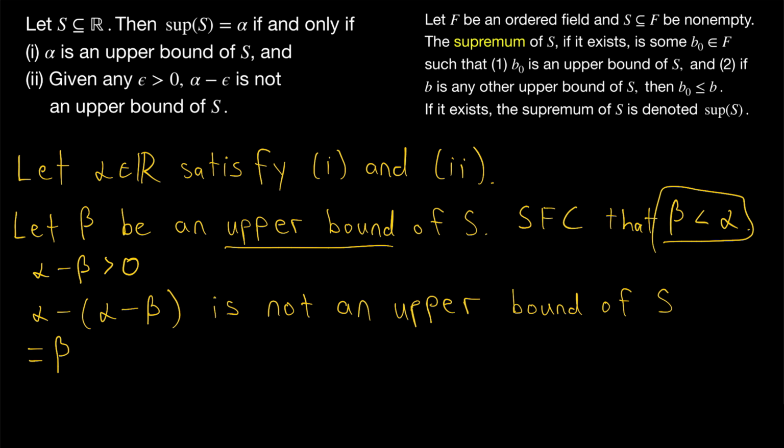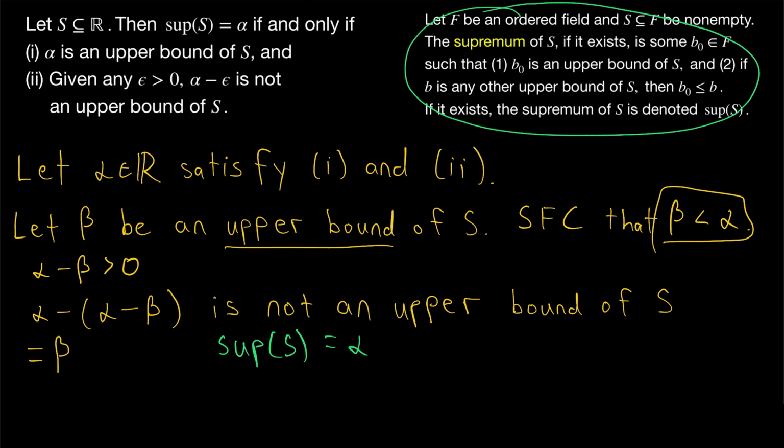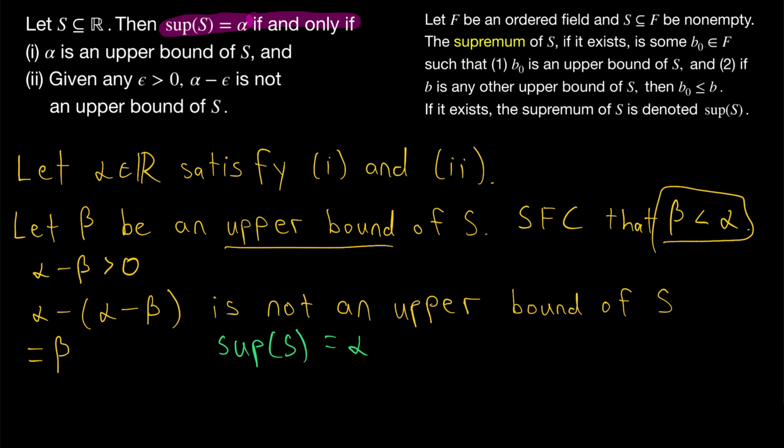Any upper bound must be greater than or equal to alpha, so we've satisfied the second condition of the definition for supremum. And so we can conclude that the supremum of our set S is, in fact, that number alpha that satisfied conditions 1 and 2. Thus, not only does the supremum of a set satisfy these conditions, but if an element satisfies these conditions, it must be the supremum of a set. And so we've proven that the supremum of a set is equal to alpha if and only if alpha satisfies these two conditions. We've proven the definitions are equivalent.